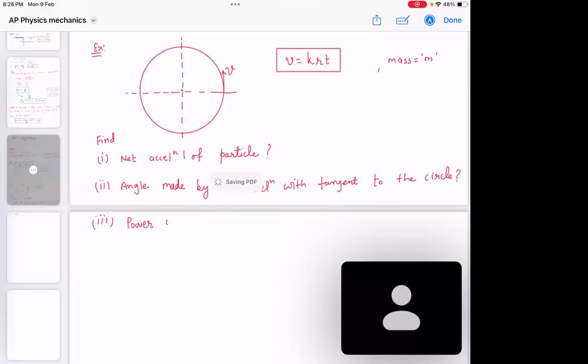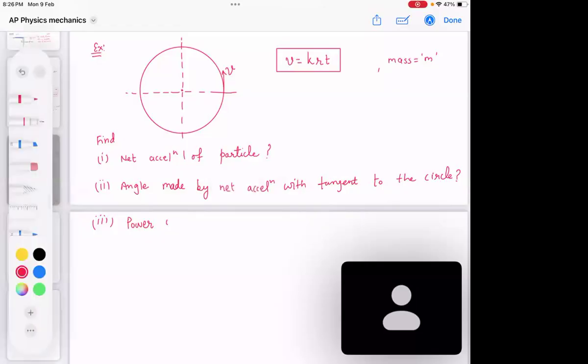To find these three things, can you tell me whether this is a uniform circular motion or a non-uniform circular motion? Please tell me, what kind of circular motion is this one? Uniform or non-uniform?